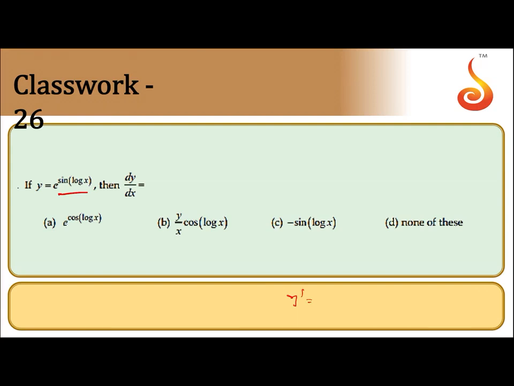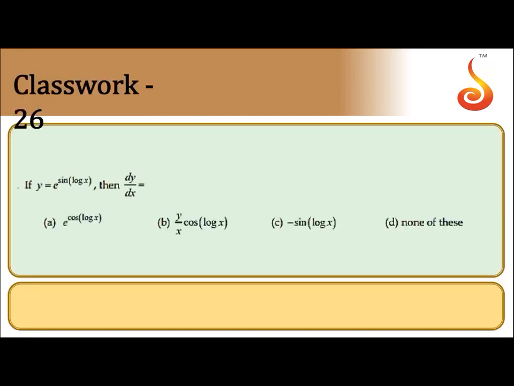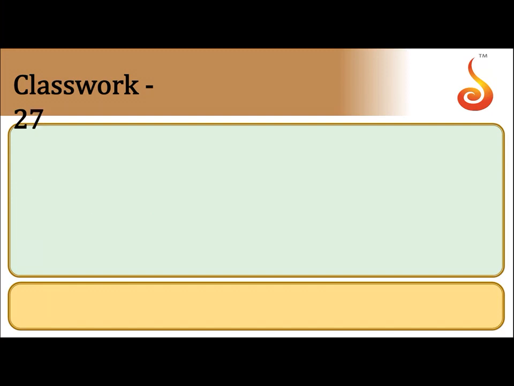So therefore you will be getting y dash is nothing but y multiplied by the derivative of sine of log x. The derivative of log x is 1 by x, and you get cos. So therefore cos of log x divided by x, that is y by x into cos of log x. So the answer for the problem is y by x into cos of log x.